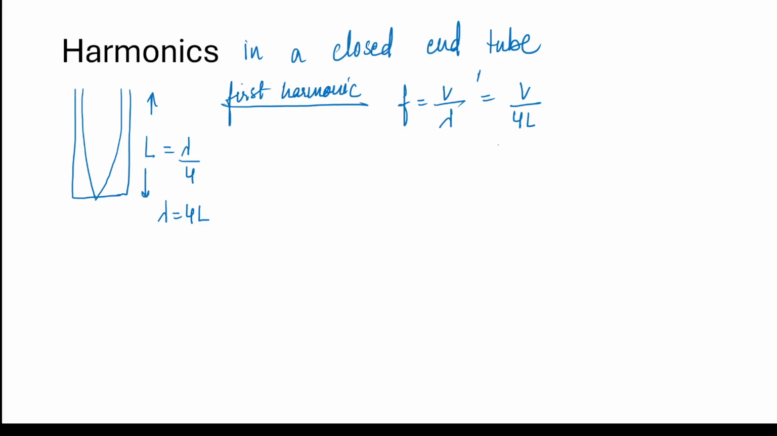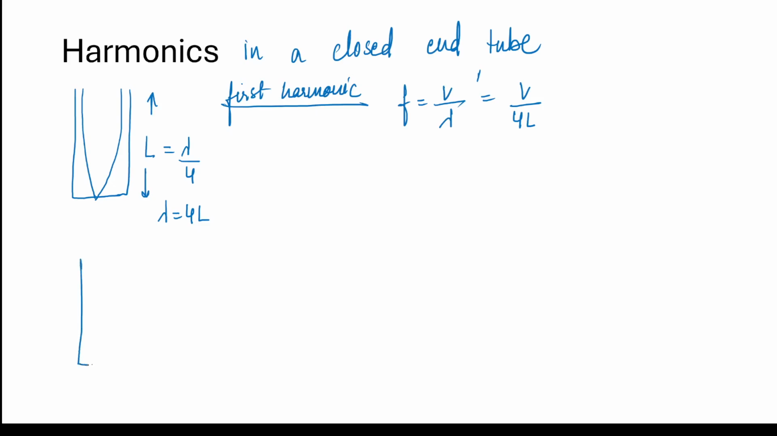So can you see? Tell me, whose sound would be higher pitched if you have a same length open end and a same length closed end tube? Whose sound would be higher pitch? Clearly the open end, because that is V over 2L, this is V over 4L. So this is a little bit lower pitch. But let's see what happens next.